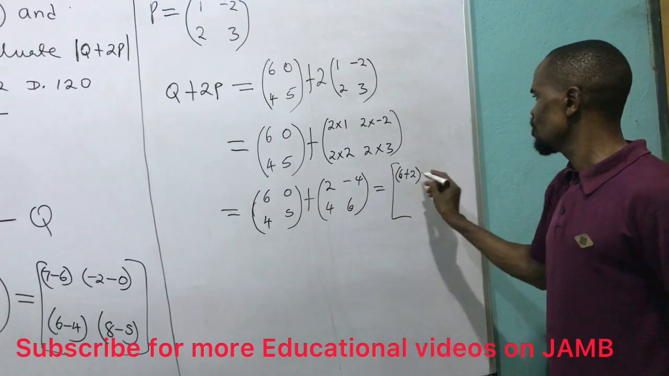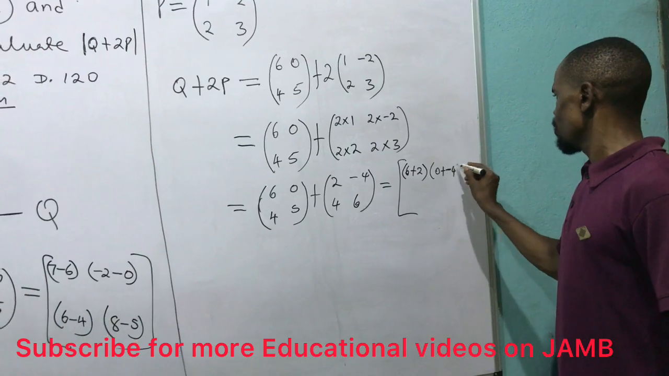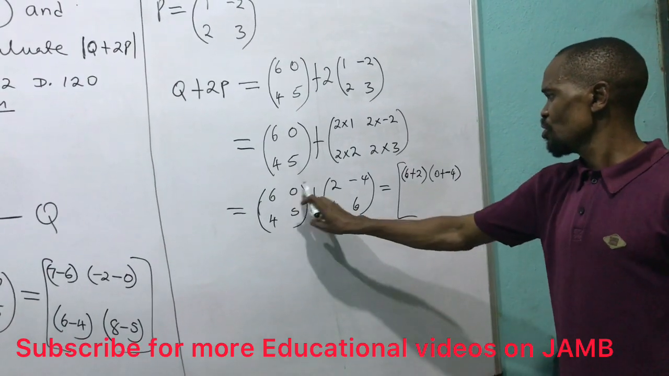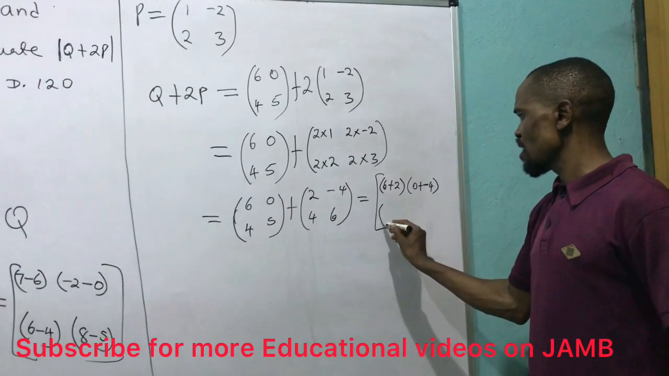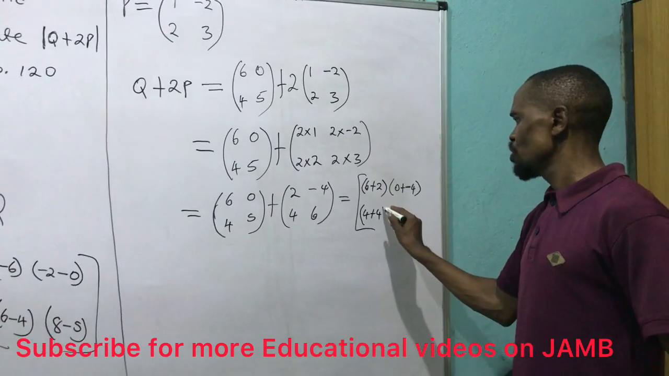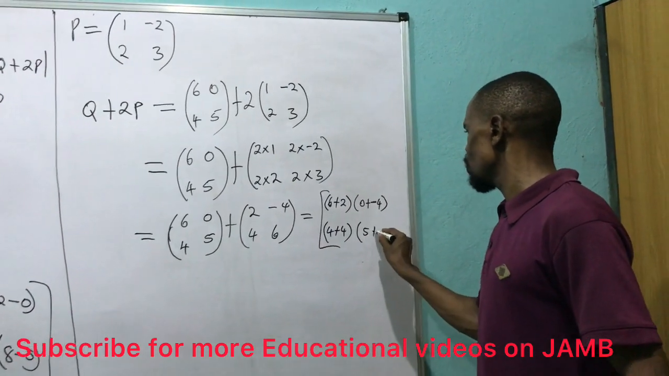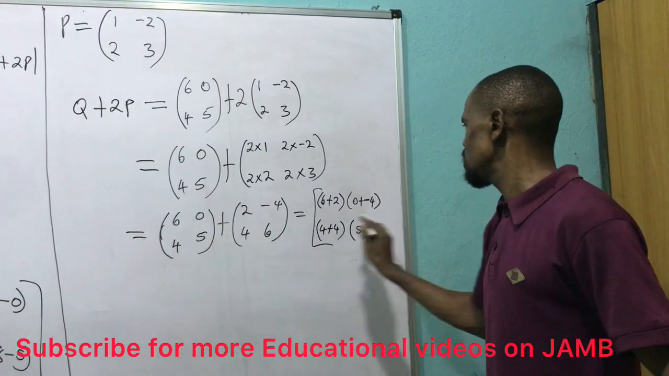I have 0 plus minus what? 4. 0 plus minus 4. And I'll have 4 plus 4. That's what I have. Here becomes 5. 5 plus what? 6. 5 plus 6. I have this.